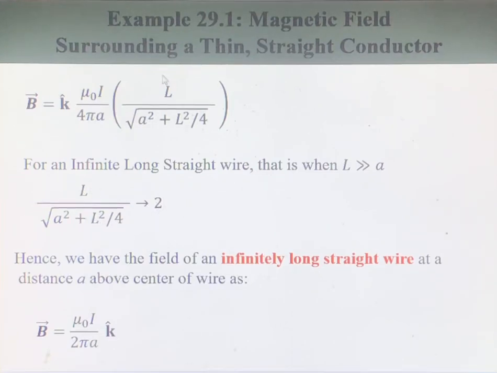And so if I substitute 2 for all of this value right here, then you get the magnetic field of an infinitely long straight wire is just given by this equation right here. So again, the magnetic field is just mu naught times the current divided by 2 pi times a, where a is the distance from the center of the wire to the point P. And the magnetic field at that point P will be pointing in the k hat direction. So it means that it's coming out of the paper.